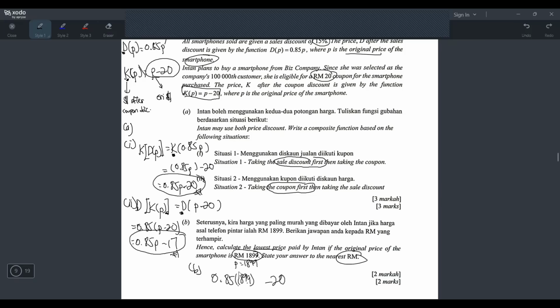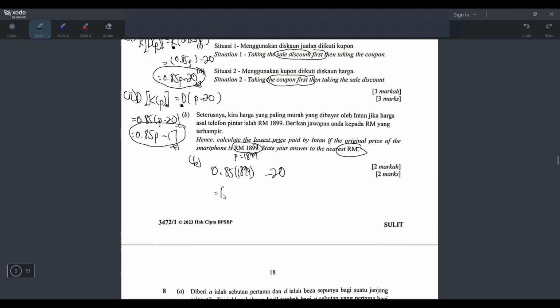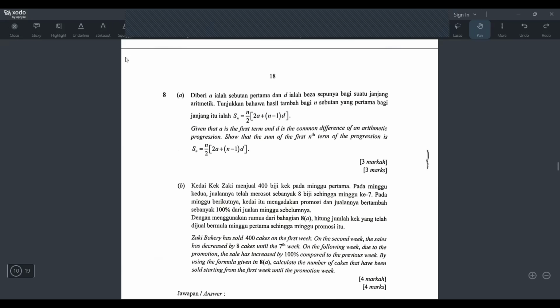So now you press the calculator, and then you will get the price, right? So let's see what I get. 0.85 times 1899 minus 20. Okay, my calculator gives me 1594.15, right? So I'll just write RM. So this is the lowest price, RM1594, but I will not write the 0.15 because they say nearest RM, right? So the nearest RM is 1594, right? So this is how you do it.